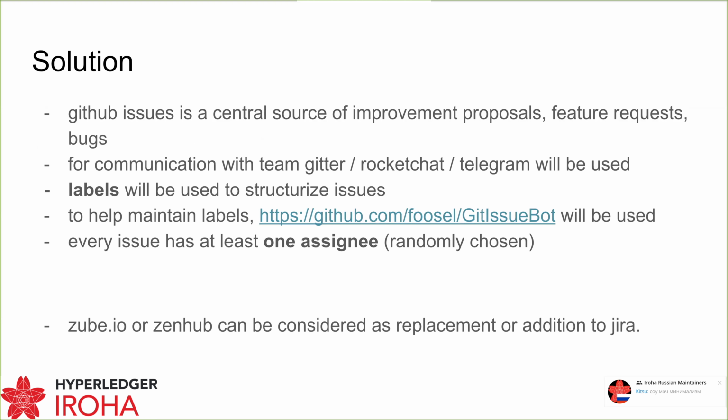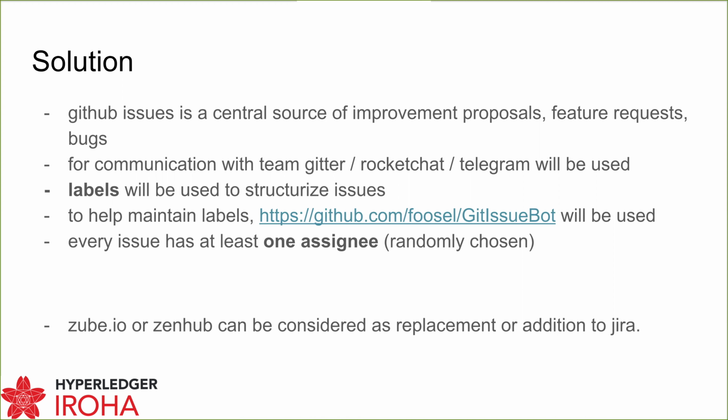We use GitHub issues as a central source of proposals, feature requests, bugs, and so on. But we use some tooling. We use labeling. For communication with the team, we use Gitter, Rocket Chat, or Telegram. So I developed the label system to structure the project.